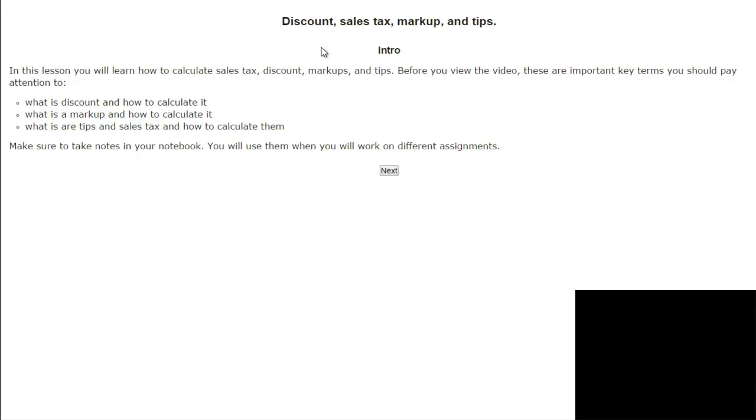In my example over here, I created a lesson that talks about discount, sales tax, markups, and tips. My first content page is simply an introduction of what the lesson is going to be about, and the students actually see what they will learn. So after the students read, they have to click next.